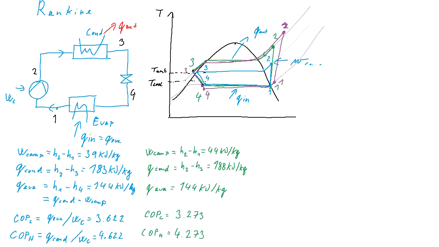Now let's go to the purple cycle. For simplicity, we will say that the pressure drop will be neglected, but we will have some superheating in front of the compressor, which will be 5 kelvins, and we will have isentropic efficiency of the compressor as 75%.